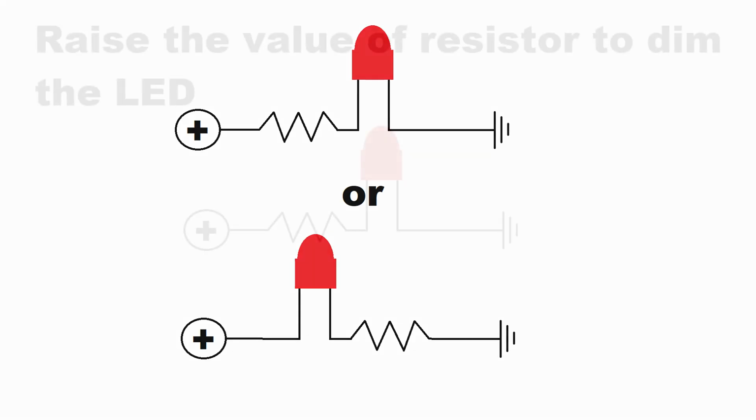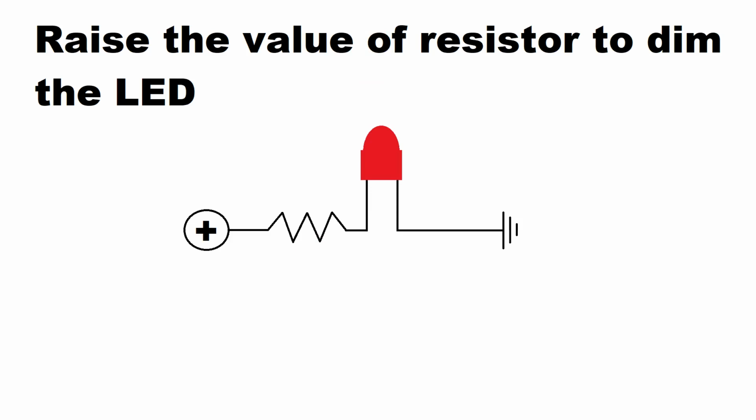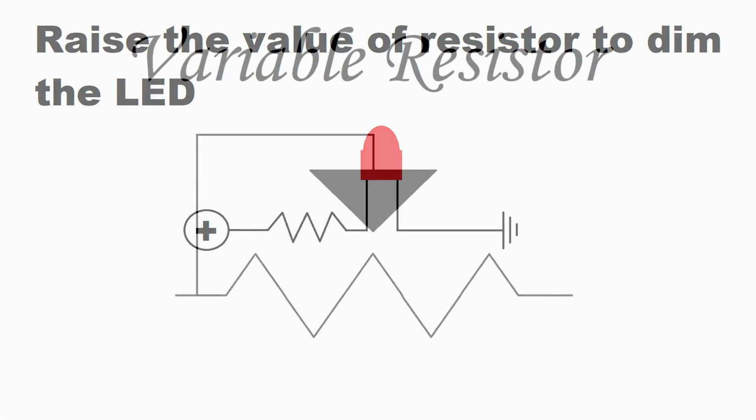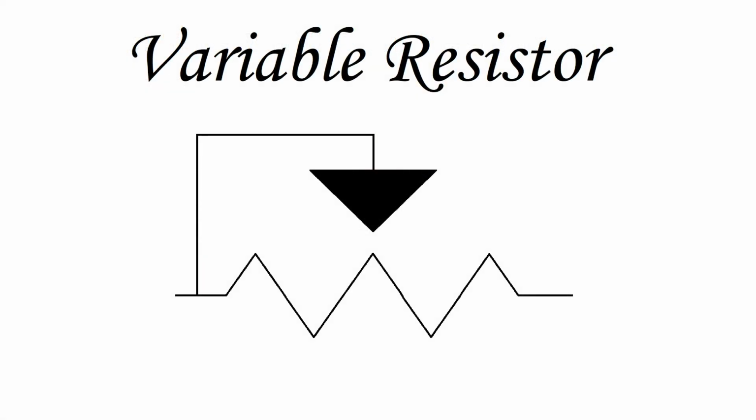If an LED is too bright for your application, you can put a larger resistor in series with the LED to make it less bright. You can also use a potentiometer as a variable resistor, so that you can adjust the brightness of an LED with the turn of a knob. This is what a variable resistor looks like on a schematic.